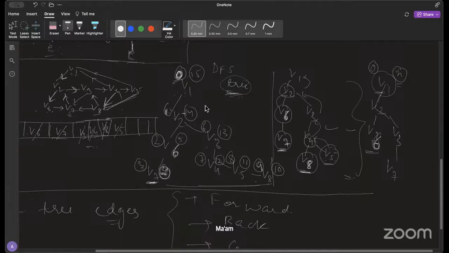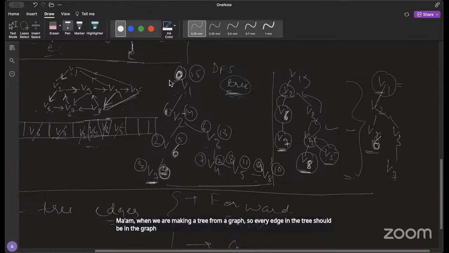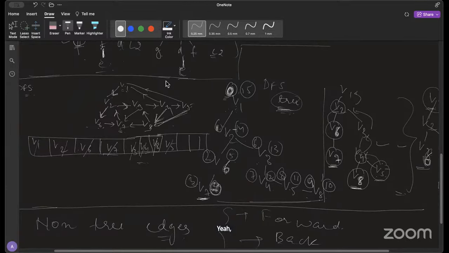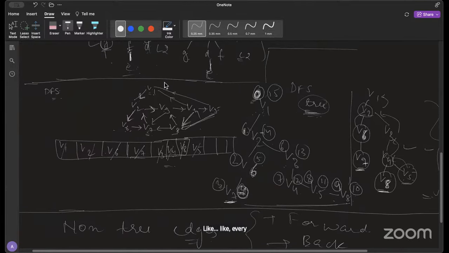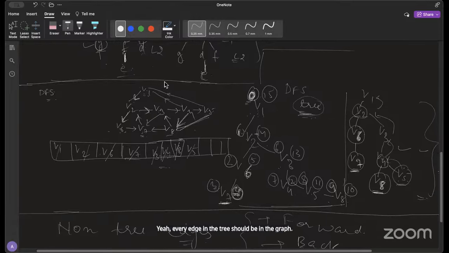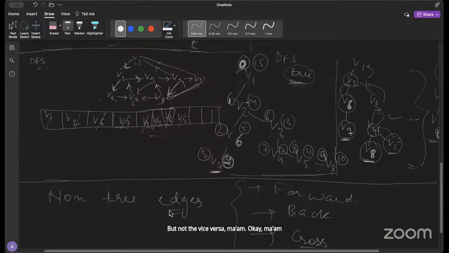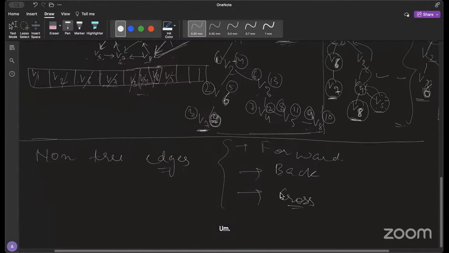Ma'am, when we are making a tree from a graph, every edge in the tree should be in the graph, but not vice versa. Yeah, every edge in the tree should be in the graph, but not the vice versa. No. Okay, ma'am.